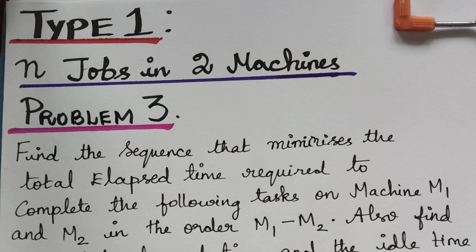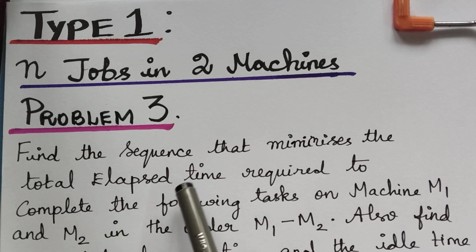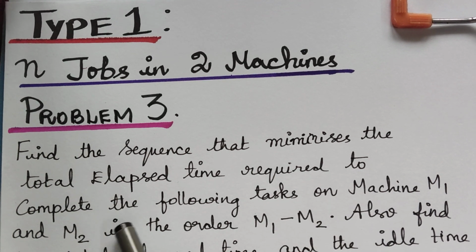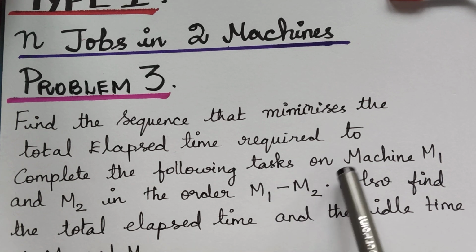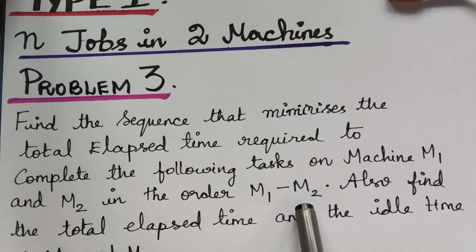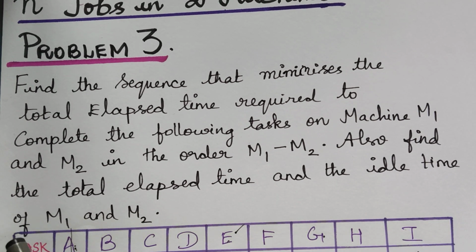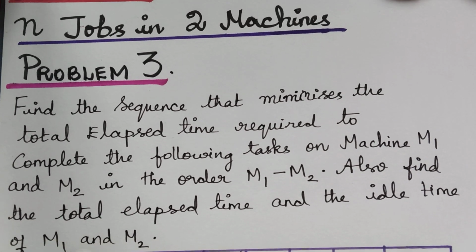Dear students, under the lecture series on the topic sequencing problems, here we have the third problem under type 1, that is n jobs in 2 machines. The question is to find the sequence that minimizes the total elapsed time required to complete the following tasks on machine 1 and machine 2 in the order M1, M2. Also find the total elapsed time and the idle time of machine 1 and machine 2.